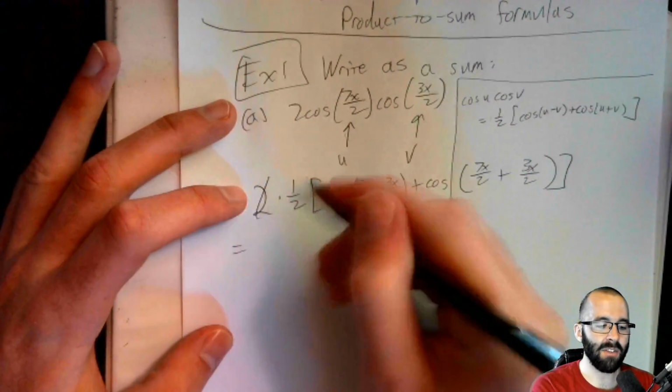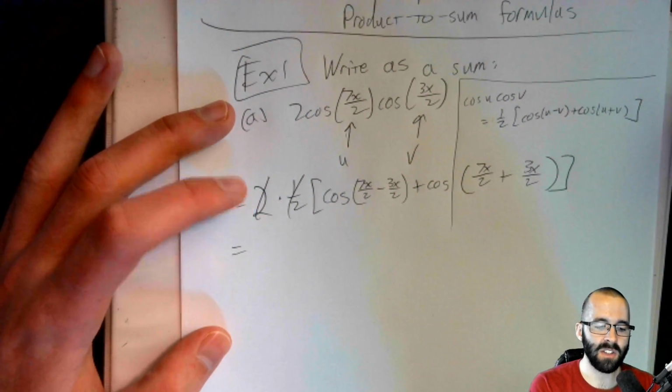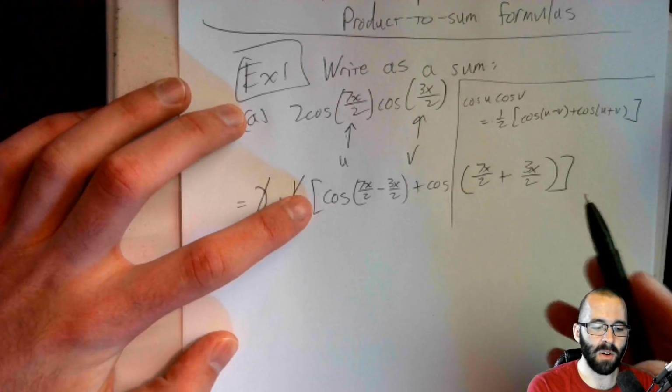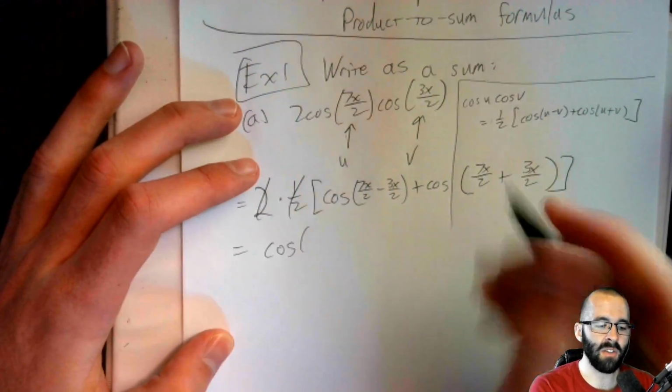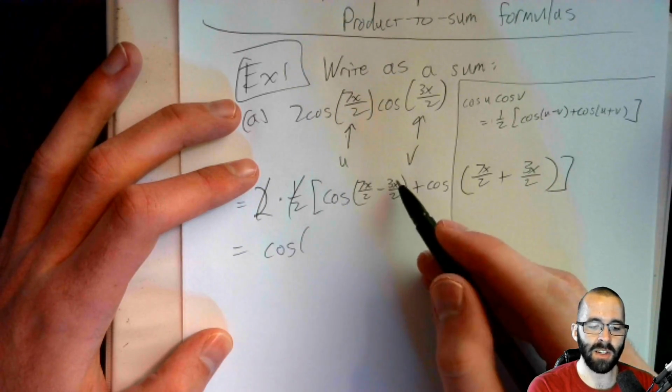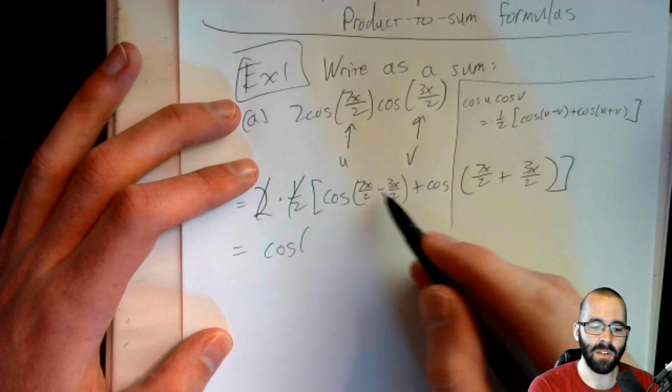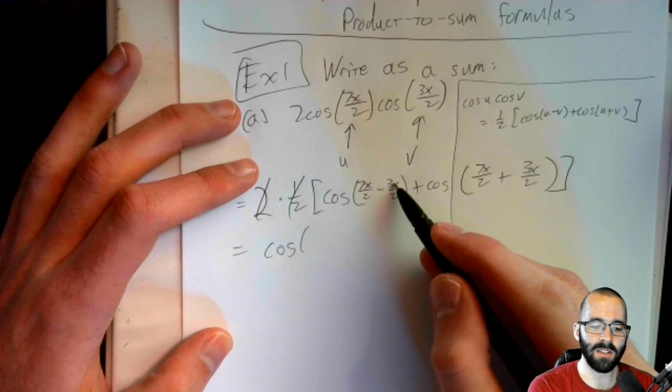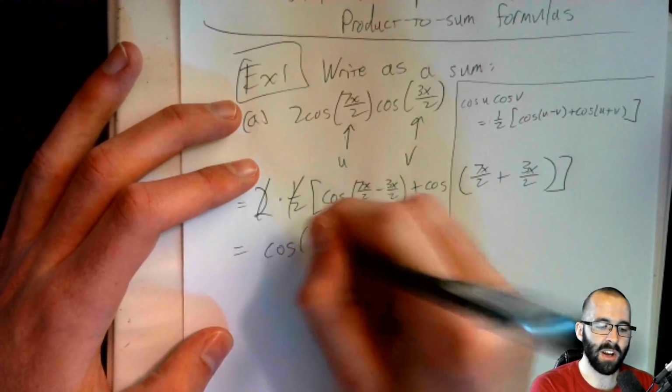We have 2 times a half. Those cancel each other out. We just have a 1 in front. We don't need the brackets anymore. We're just left with cosine of 7x over 2 minus 3x over 2. That's just 7x minus 3x, all divided by 2. 7x minus 3x is 4x. So we're left with 4x over 2.